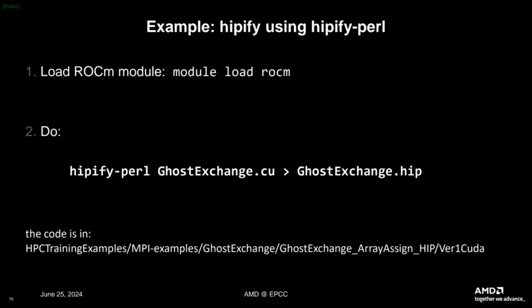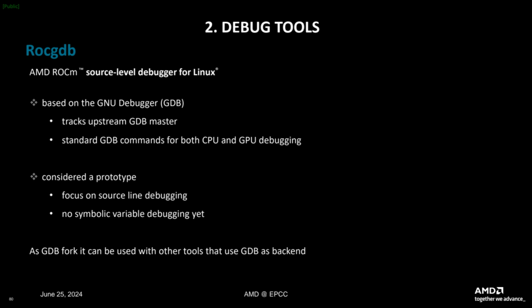As for how to actually run it, HIPify Perl is very simple. It comes with ROCm, so if you load ROCm, you have HIPify Perl, and you can just pipe the output of the hipification to a new file. You can try this yourself by cloning the repo, as I said before. For what concerns debugging, as I mentioned, we have ROCgdb that comes with ROCm, and it's based on the GNU debugger GDB.